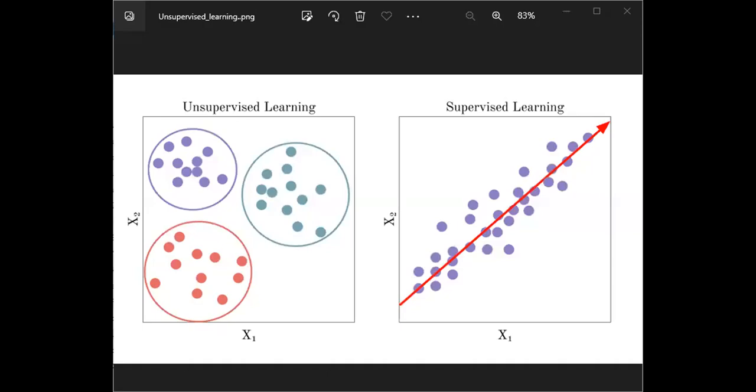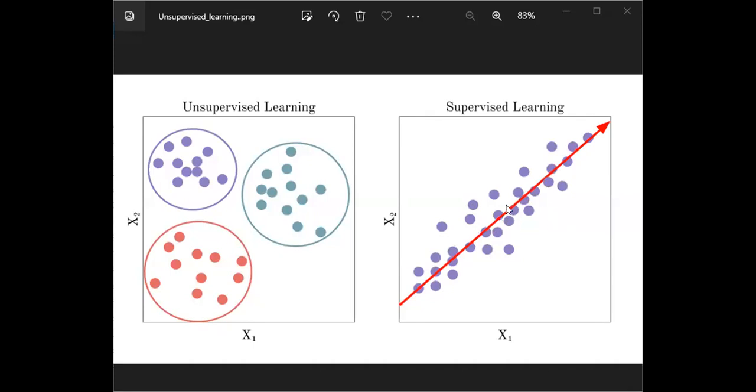Yes. So this is another example of supervised versus unsupervised. Similarly, this is the regression. This is for linear regression, where you can see all the data is in a straight line.